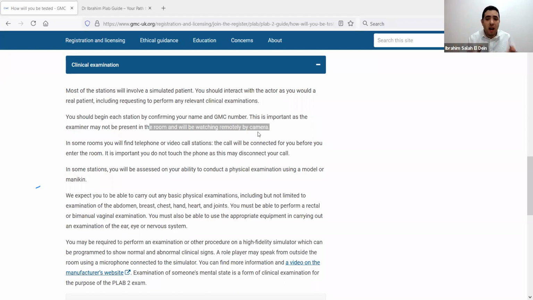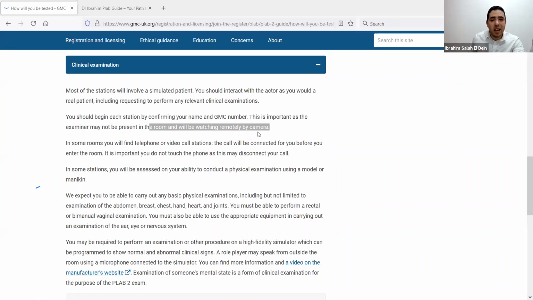But most commonly you will have a Simman station, Simman or Simwoman. And most commonly you will have a procedure. Sometimes you may have 2 procedures in your exam. Like me, I had 2 procedures. I had blood culture and taking a cervical sample, smear test. So you may have 2 procedures in your exam. So these are important stations.